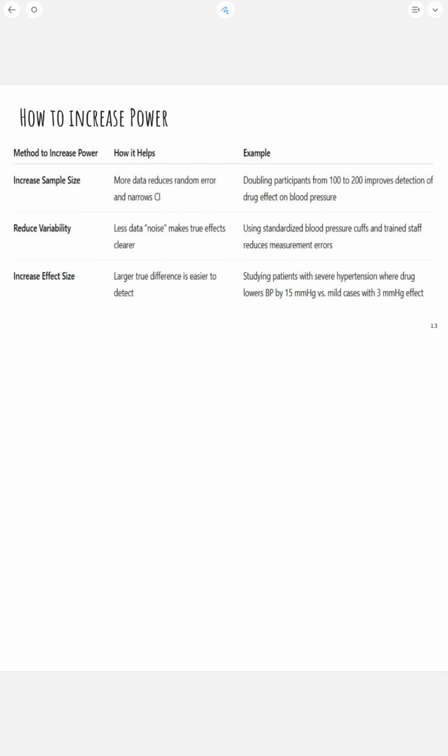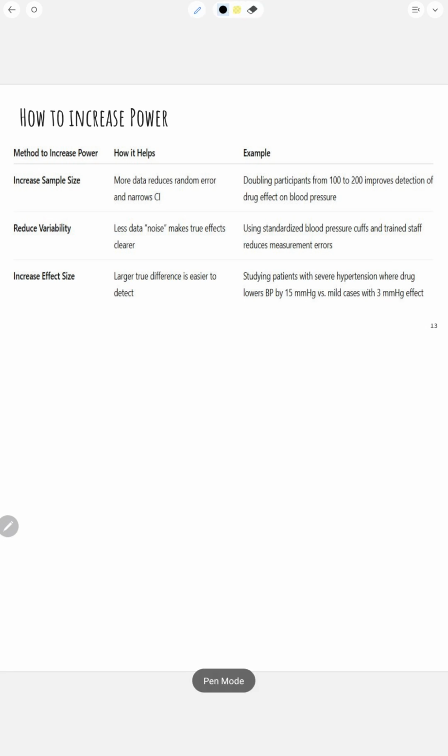Fine. How do you increase power in a study? How do you actually detect the difference if it actually exists? There are three main things you need to be aware of. One is increasing sample size. The bigger the sample size, the more likely you are to find a true difference. It's straightforward. Doubling participants from 100 to 200 improves the detection of a drug effect on blood pressure. More data reduces random error and narrows the confidence interval.